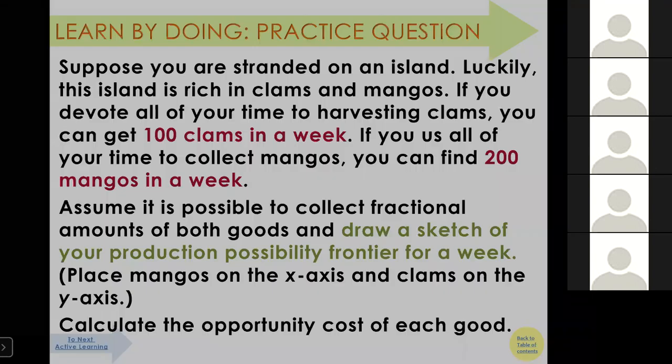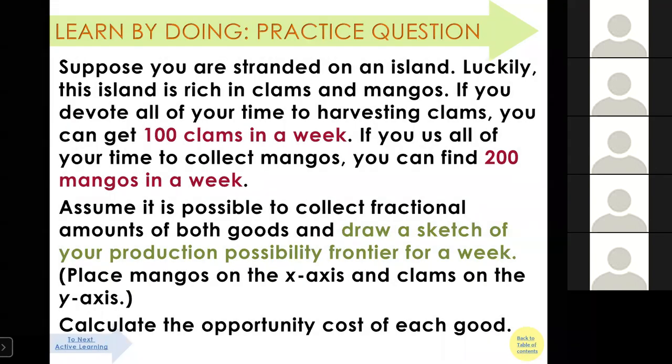Now let's look at a practice question. Suppose you are stranded on an island. Luckily, this island is rich in clams and mangoes. If you devote all of your time to harvesting clams, you can get 100 clams in a week. If you use all of your time to collect mangoes, you can find 200 mangoes in a week. Assume it is possible to collect fractional amounts of both goods, and draw a sketch of your production possibilities frontier for a week.